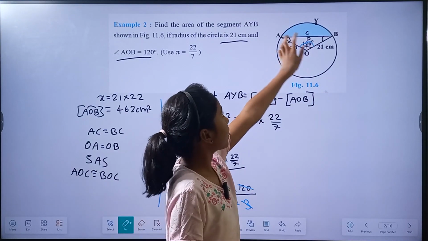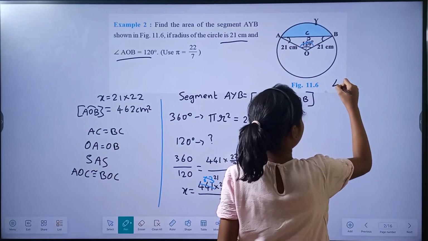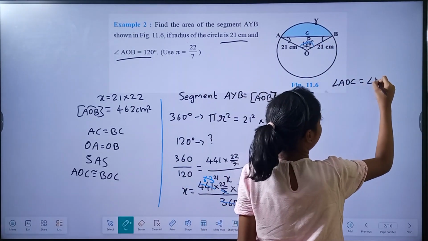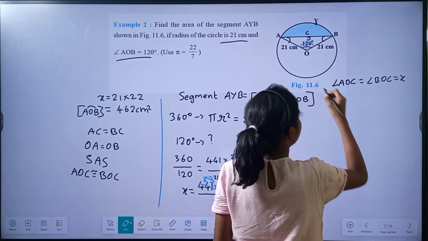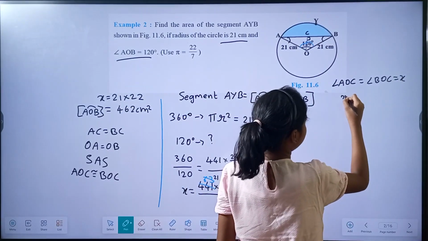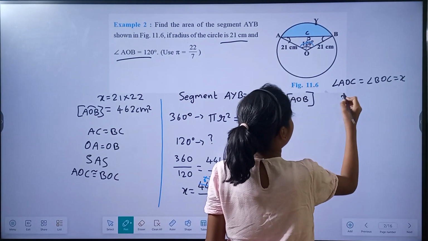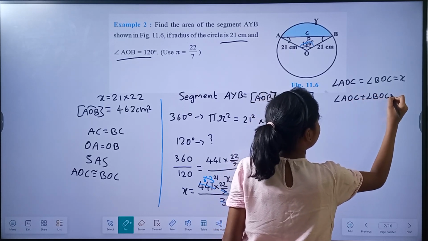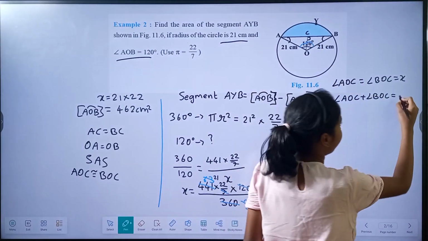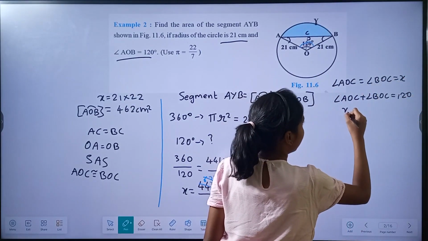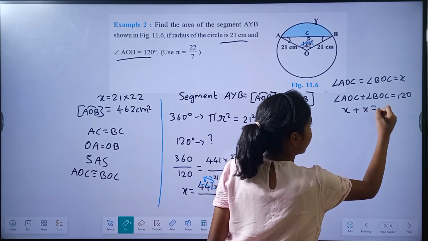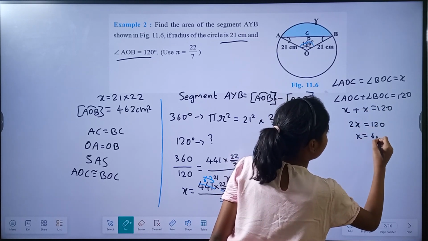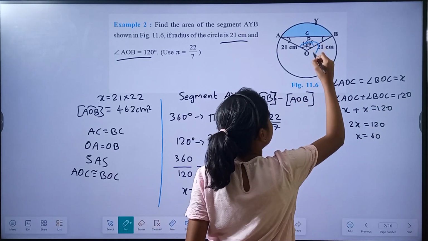So now angle AOC equals angle BOC. Let us label it equal to x. We can write the sum of those both angles, x plus x. Angle AOC plus angle BOC equals 120, which is given. So x plus x equals 120, so x equals 60. So this angle equals 60.